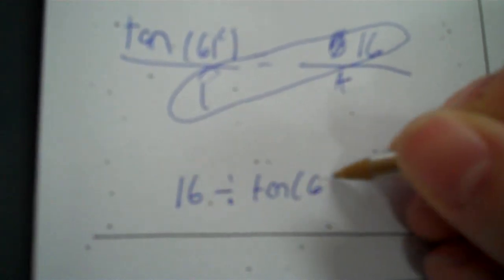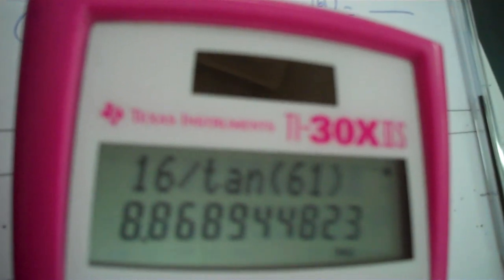Okay, now we know side O, so that's replaced with 16. Okay, so we find the 1 times 16 product, that's 16 divided by tan 61. Okay. So 16 divided by tangent 61 is going to be 8.87. So A is 8.87. There's your A.